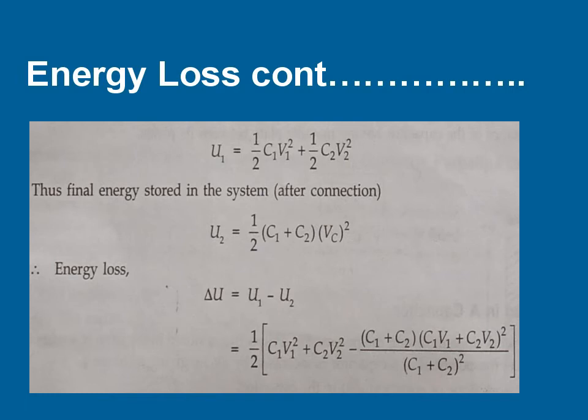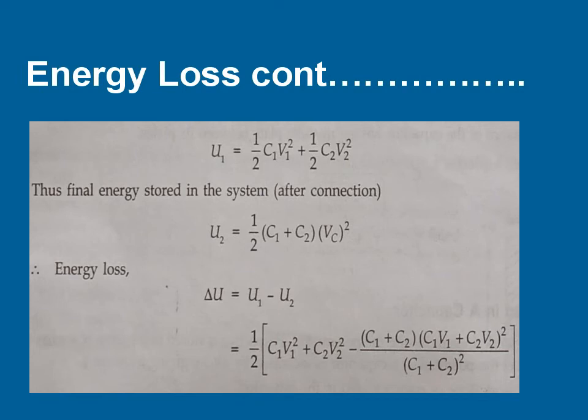Now our aim is to find the value of energy loss. How can we find the value of energy loss? Suppose energy loss is denoted by delta U. So delta U should be equal to the difference between these two cases, meaning delta U is equal to U1 minus U2.